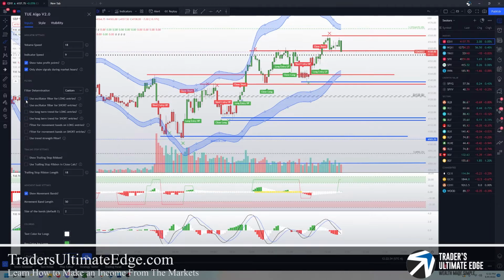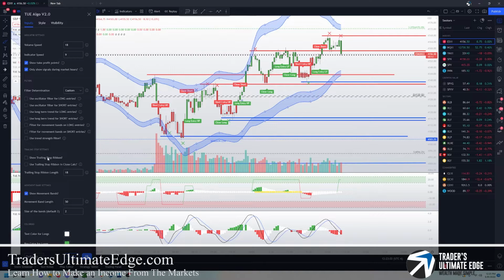The explanation is right next to it here. So, the oscillator filter, the oscillator has to be going in the direction of the trade. Long-term trend, so it'll only go with the direction of a longer-term trend. Or filter for movement bands, which are these things right here. It won't trade if it goes into one of those. There's also this trend strength filter, where if you are in a consolidation area, it won't give you a high probability trade. See, those HPs are going to turn to LPs.